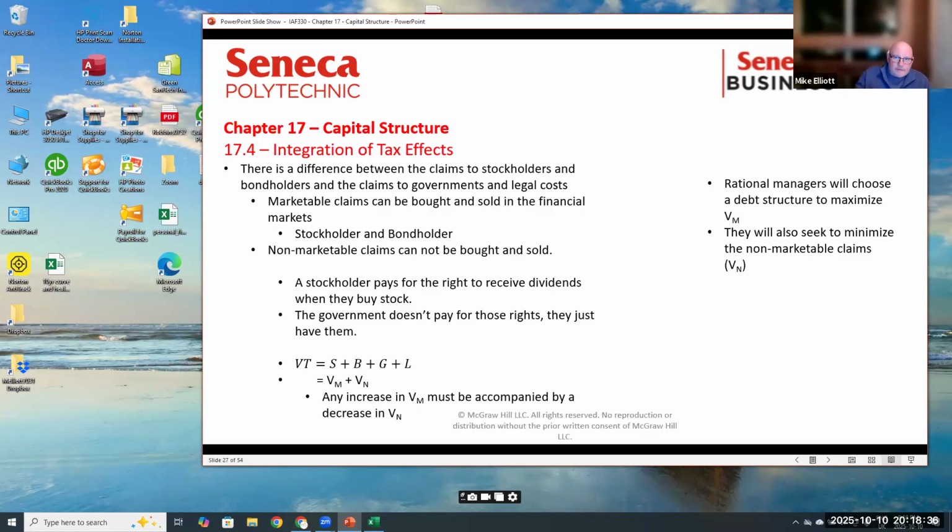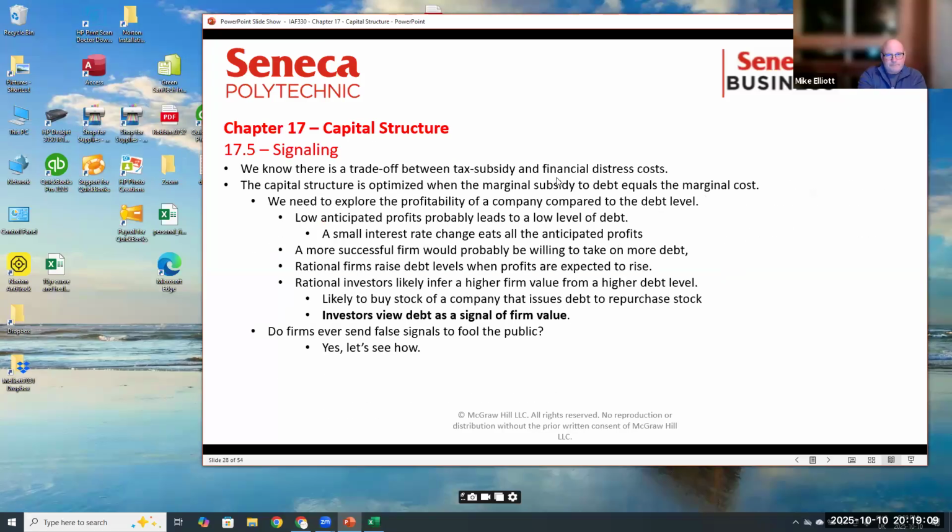Rational managers are likely to choose a debt structure that minimizes the marketable claims. They're also going to try to minimize the non-marketable claims, but that's way harder. Because to get rid of the legal costs, we have to assume that nobody's going to sue us, and that's unlikely. To get rid of the government obligations, we just can't. So we have a group of marketable and unmarketable. We're going to try to minimize both of them, but we can't minimize them both at the same time. Why? Because of something called signaling.